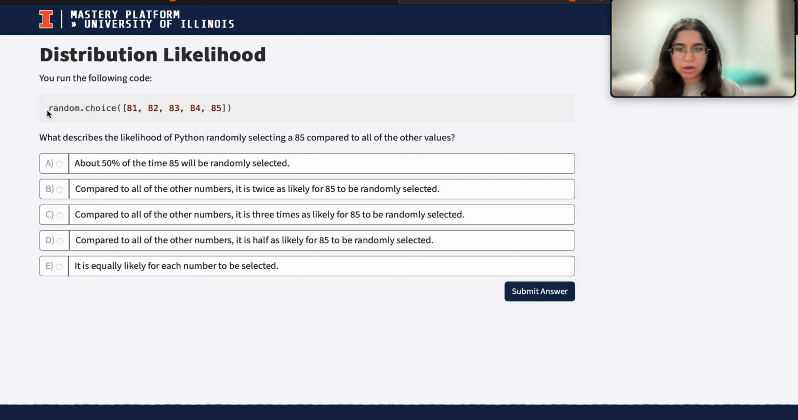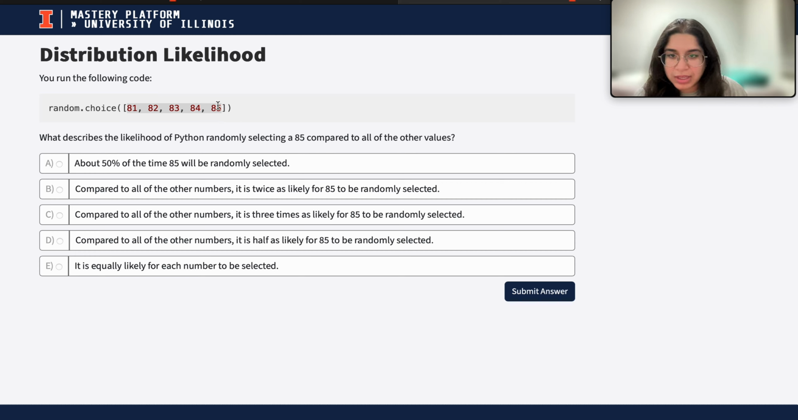First, when we look at our actual code, the random.choice is basically acting as a random generator that chooses between any of these values. So we can assume that this is a random generator. Although some might say it's pseudo-random, it is a random generator because the probability of choosing any of these values is basically 1/5. So what describes the likelihood of Python randomly selecting an 85 compared to all of the other values? Well, it's basically going to be 1/5.